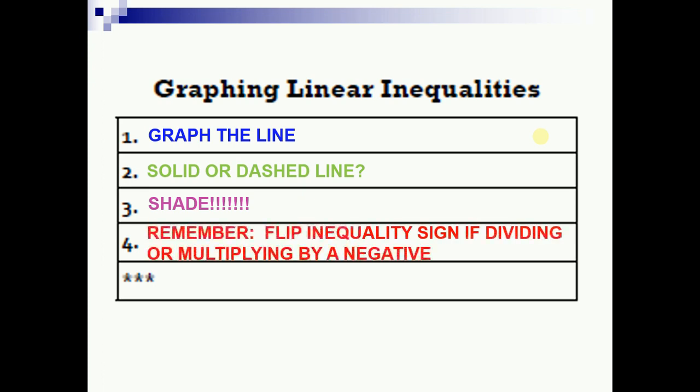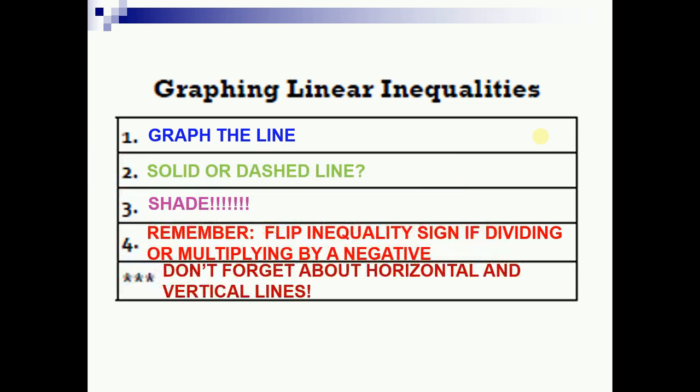Number 4, don't forget, when you're solving, flip the inequality sign if dividing or multiplying by a negative. I know a lot of people forget about that, so be careful with that. Make sure you watch for that. And also, do not forget your horizontal and vertical lines. Horizontal means it's going to be a y equals line. Vertical means it's going to be an x equals line. Don't forget about those special guys.